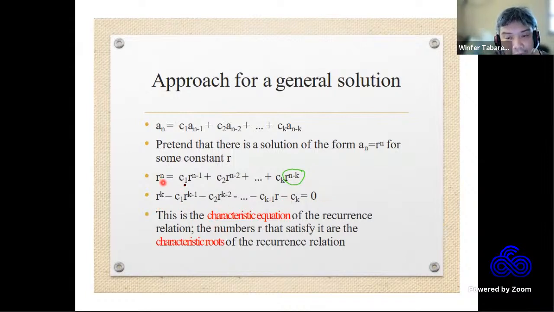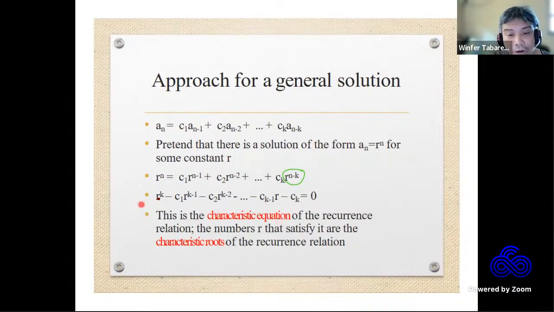r to the n divided by r to the n minus k becomes r to the k, and then minus c sub 1 times r to the k minus 1, and so on and so forth. We have a decreasing power of r until we reach c sub k, which turns out to be a constant. The good thing about this is that instead of having a recurrence relation as our equation, we now have just a polynomial in terms of the variable r.